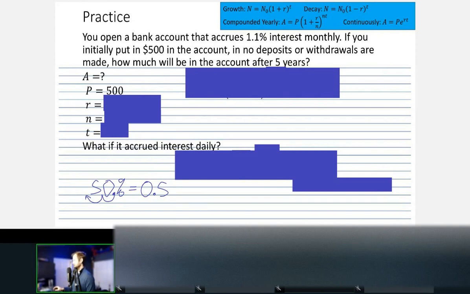There we go, Ryan got it. Yeah, 0.011. I think the reason you see a 0 in front of the decimal is to point out the fact that there's a decimal here. It makes it easier to see that there's a little dot right there. But anyway, 0.011. What does n equal?